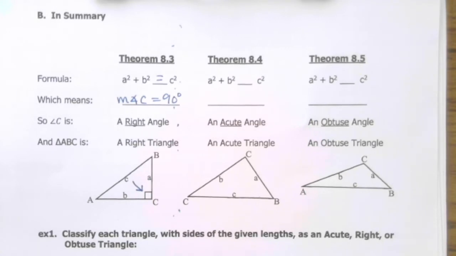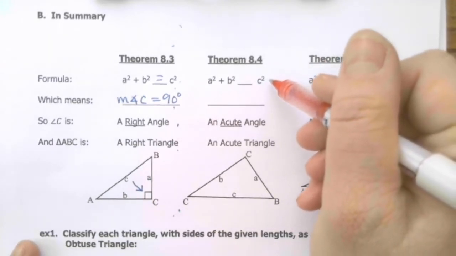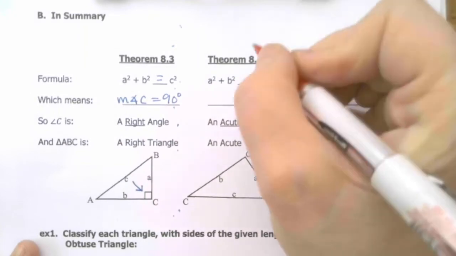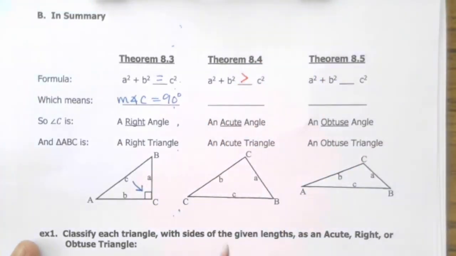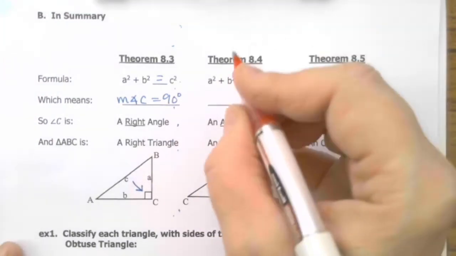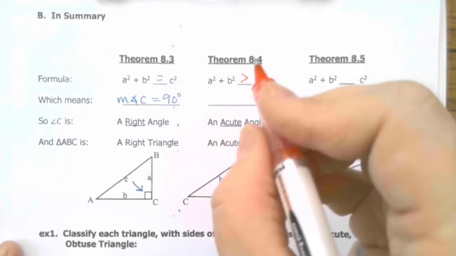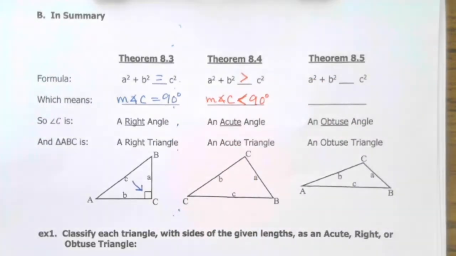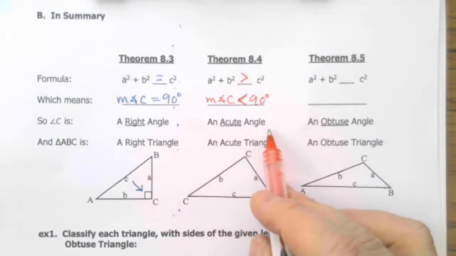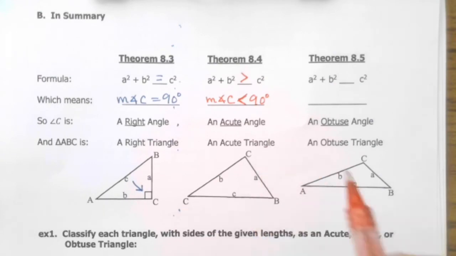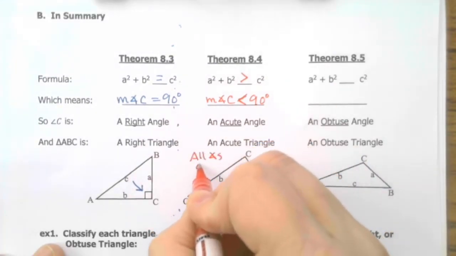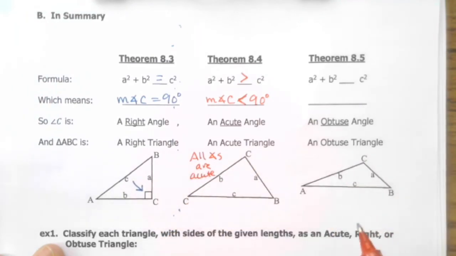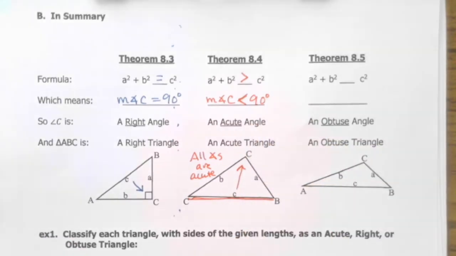Okay, second scenario. Let's say that the hypotenuse, the longest side, isn't very big. In fact, C squared is smaller than A squared plus B squared. If that's the case, it means that the longest side is not very big. So the measure of angle C, which is opposite, is going to be less than 90 degrees. This makes it an acute angle, which means the whole thing is an acute triangle. And that means that all angles are acute. And again, we're looking at how the length of the longest side compares, and that gives us the angle across from it. Okay, third scenario.